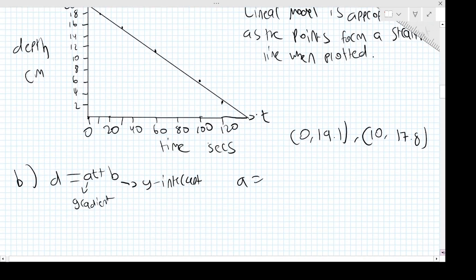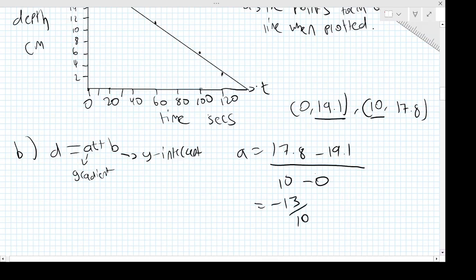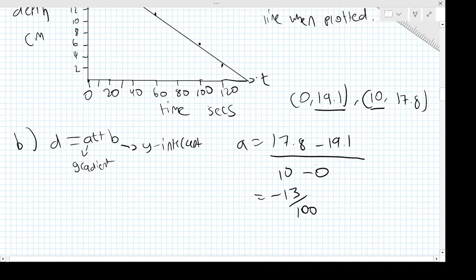So then we can compute the gradient. So the gradient between them would be changing y over changing x. So let's take this as y, 17.8. Take out the other y value of 19.1. Then changing x, so we're going to have 10 take away 0. And so that would give me, if I put that in a calculator, minus 13 over 100. Okay, cool. So we can then fill in our equation. So A is minus 13 over 100, so it's 13 over 100 t, plus b.